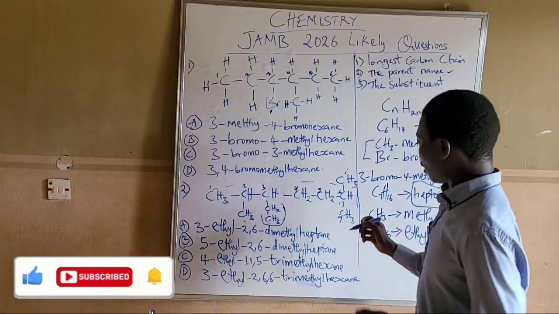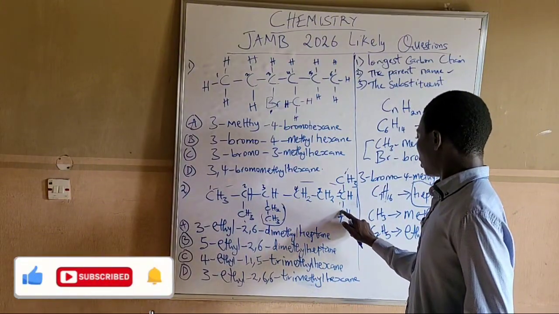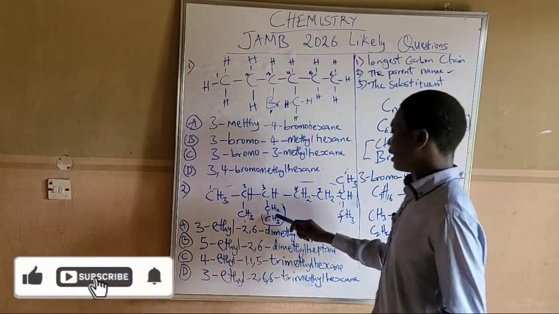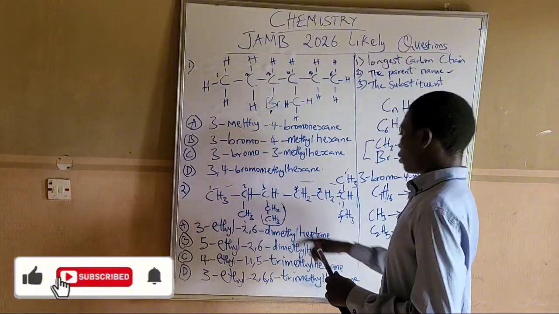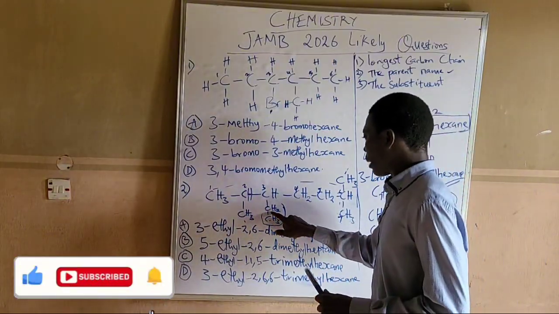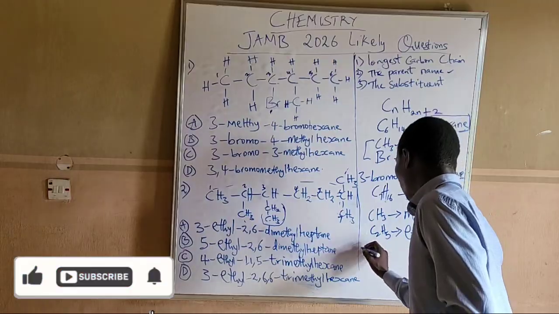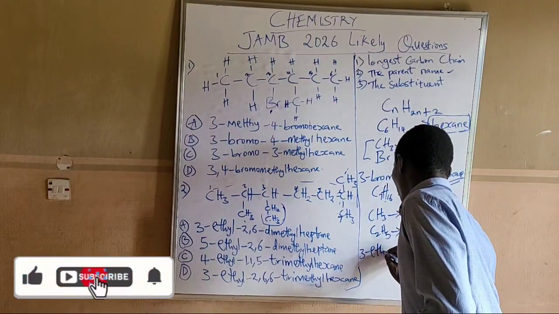All right. Now, since you have done with that, we can then name. Mind you that since ethyl has the highest priority, you must start from where it is. Now, this one is in what carbon? Carbon 3. That ethyl is in carbon 3. So I will say 3-ethyl.